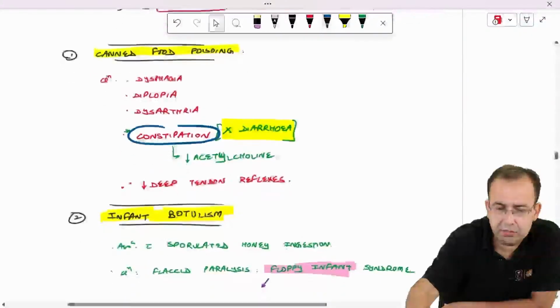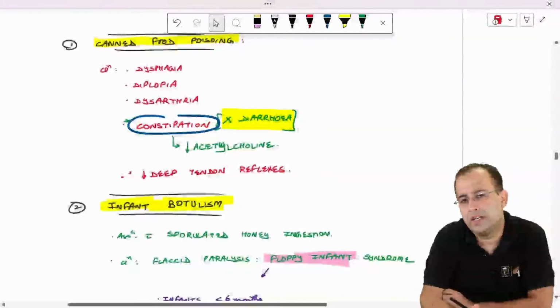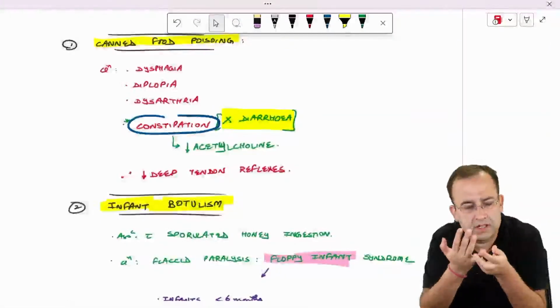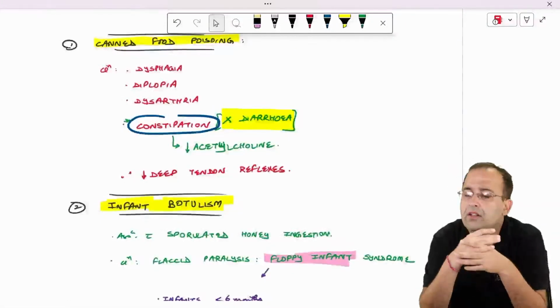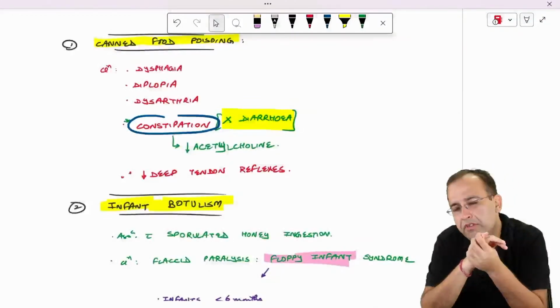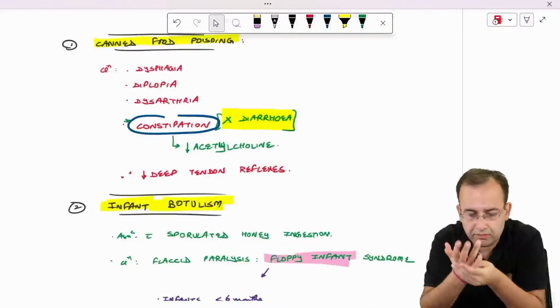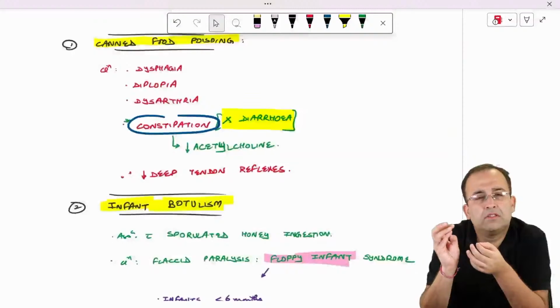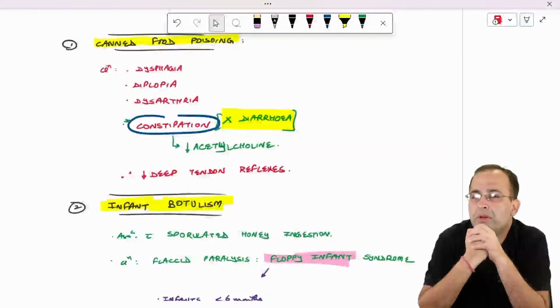Infant botulism is due to sporulated honey ingestion. See, what happens is, this is very common in North Indians and especially Punjabis also. The eldest member of the family takes honey at the tip of the finger, and when the newborn is there, on day 1 itself, it is just put in the mouth of the baby.